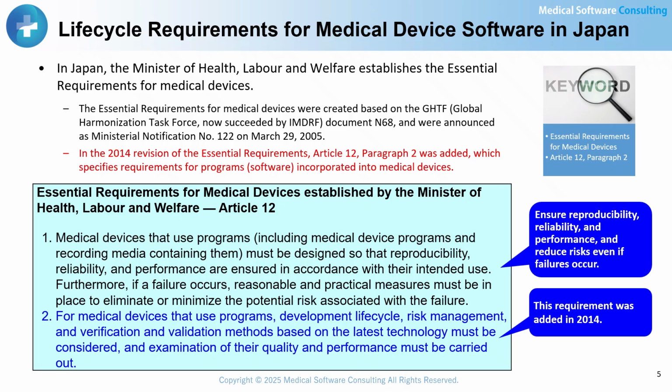In Japan, the essential requirements were announced as Ministerial Notification Number 122, and in 2014, Article 12, Paragraph 2 was added. This paragraph introduced requirements for software lifecycle management and risk management. To demonstrate compliance with Article 12, Paragraph 2, conformity with IEC 62304, the international standard for the software lifecycle processes of medical devices, is required.